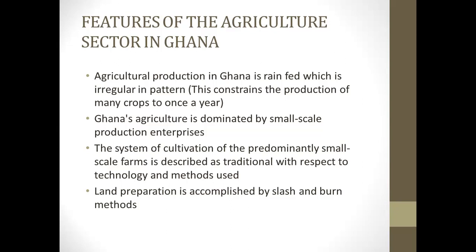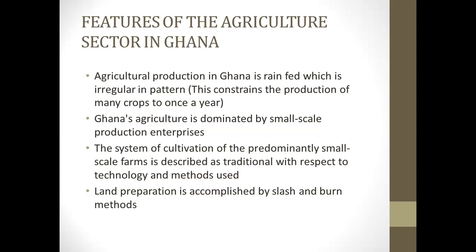The next one is that the system of cultivation of the predominantly small-scale farms is described as traditional with respect to the technology and methods used. They don't use modern technology for productivity. So you find them using hoes, cutlasses, and all of those old methods.